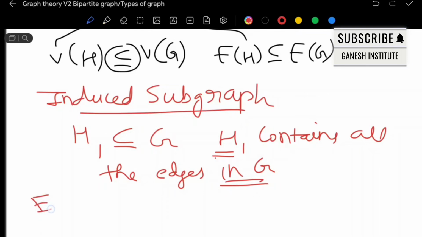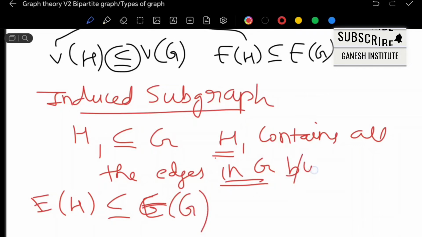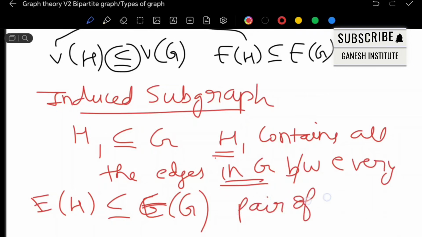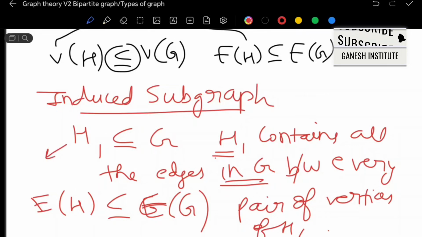So if I am saying edges of H, this is a condition. What is new in it? The new condition is those have to be between every pair of vertices. Okay? Between every pair of vertices of H1. Tell me the example. Can you draw such a subgraph where you are having some of the vertices here, H1, and some of the vertices in G such that H1 is the subgraph, and every edge which is there in H1 is lying between a pair of vertices of H1? Is it possible? Tell me.